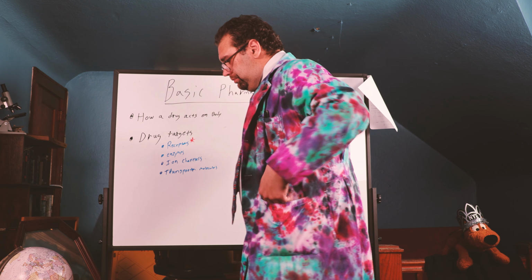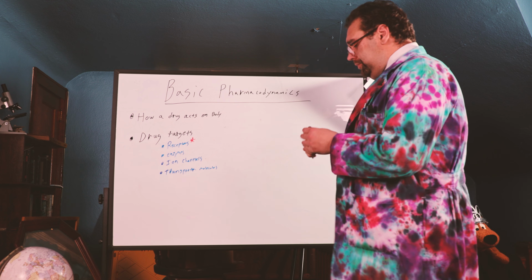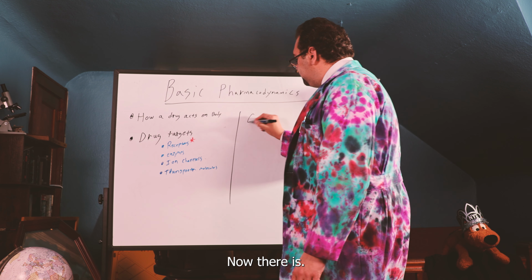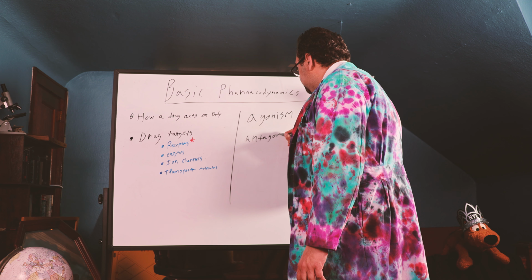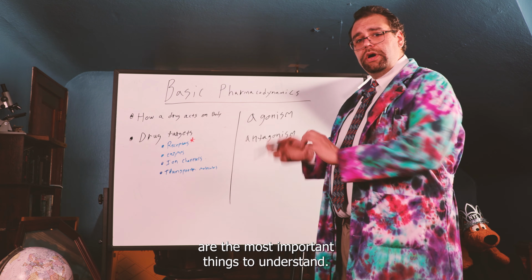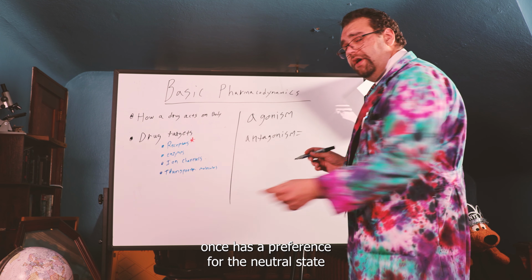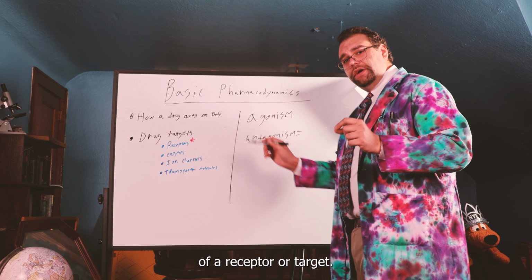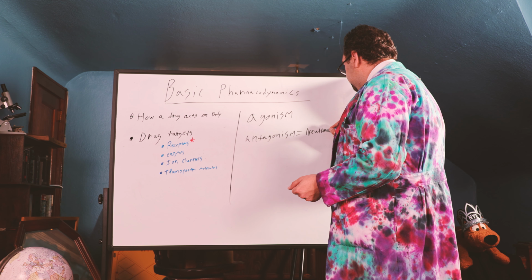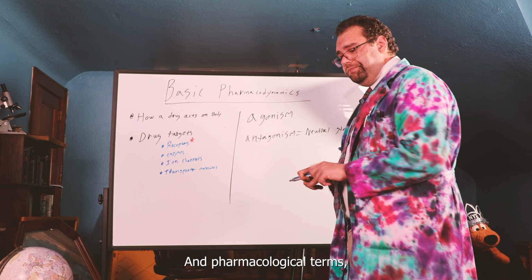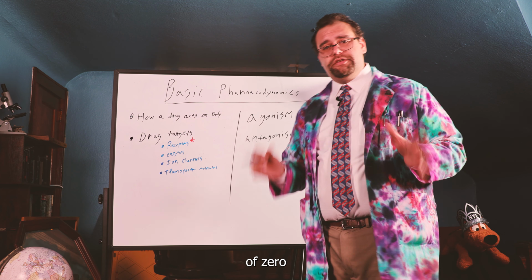So now let's break down what happens at drug targets or receptors. Now there's agonism and antagonism. These two are the most important things to understand. Antagonism has a preference for the neutral state of a receptor or target. So, equals neutral state. In pharmacological terms, we would say it has an efficacy of 0.